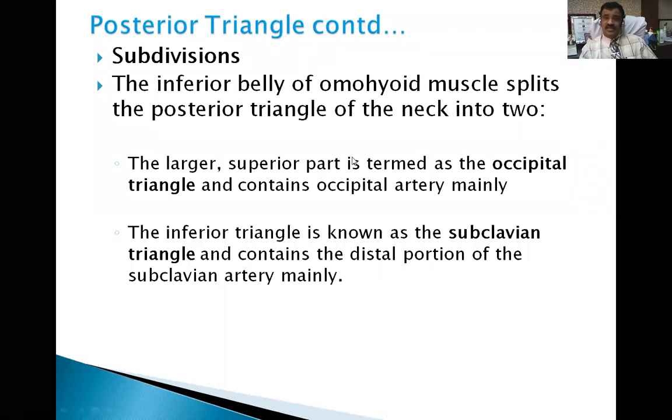The larger superior part is termed the occipital triangle and contains the occipital artery mainly. It is called the occipital triangle because it contains the occipital artery, which is a branch of the external carotid artery. The inferior triangle is also known as the subclavian triangle. Subclavian means below the clavicle, and it contains the distal portion of the subclavian artery mainly.